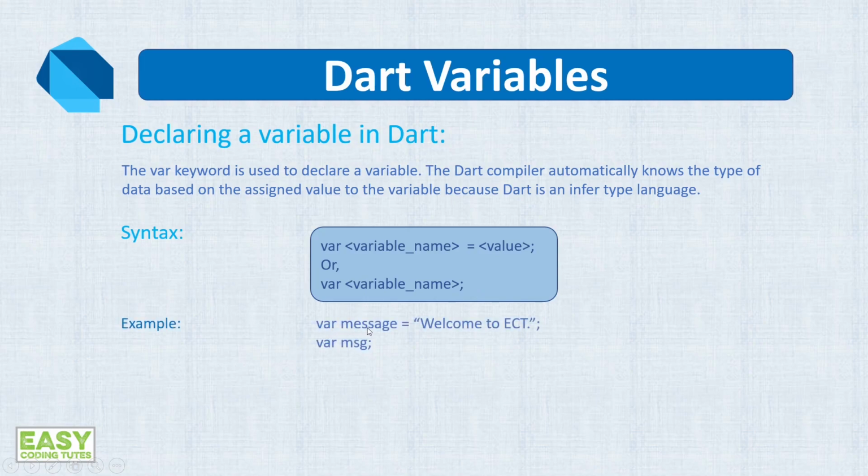Here we have var keyword message is equal to welcome to ECT. Here we are assigning a value of string type, that is welcome to ECT, to this message variable, or we can have a simple declaration only, var msg. In the given example, the variables message and msg have allocated some space in the memory. The semicolon is of course necessary because it separates one program statement from another. Note: the default value of every variable in Dart is null.